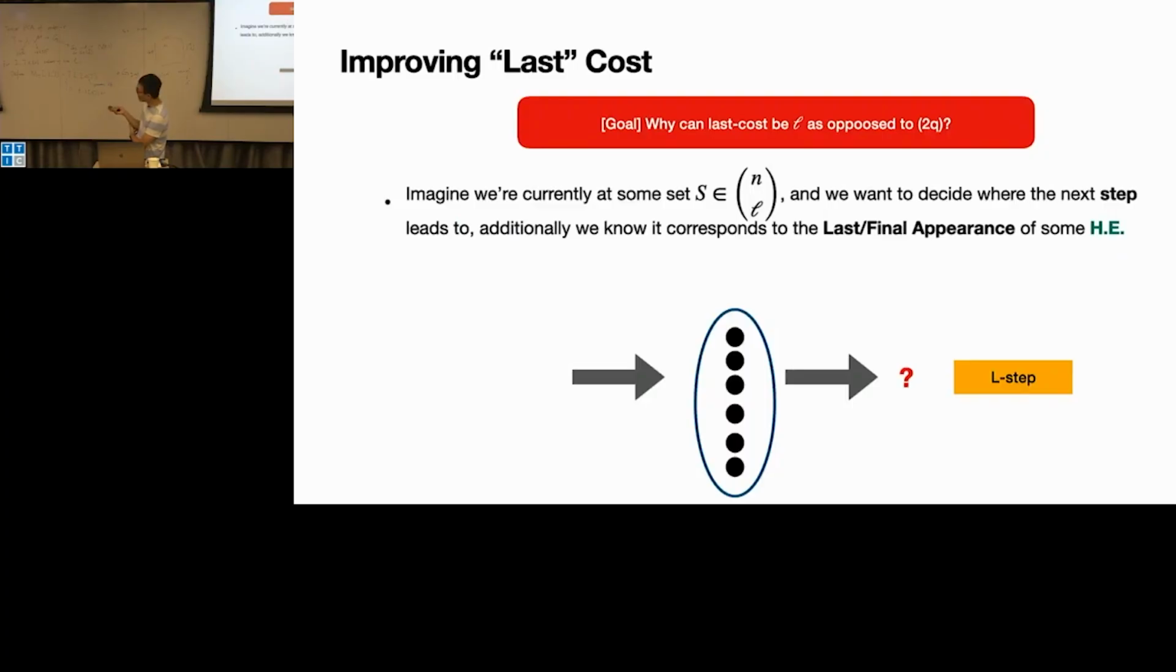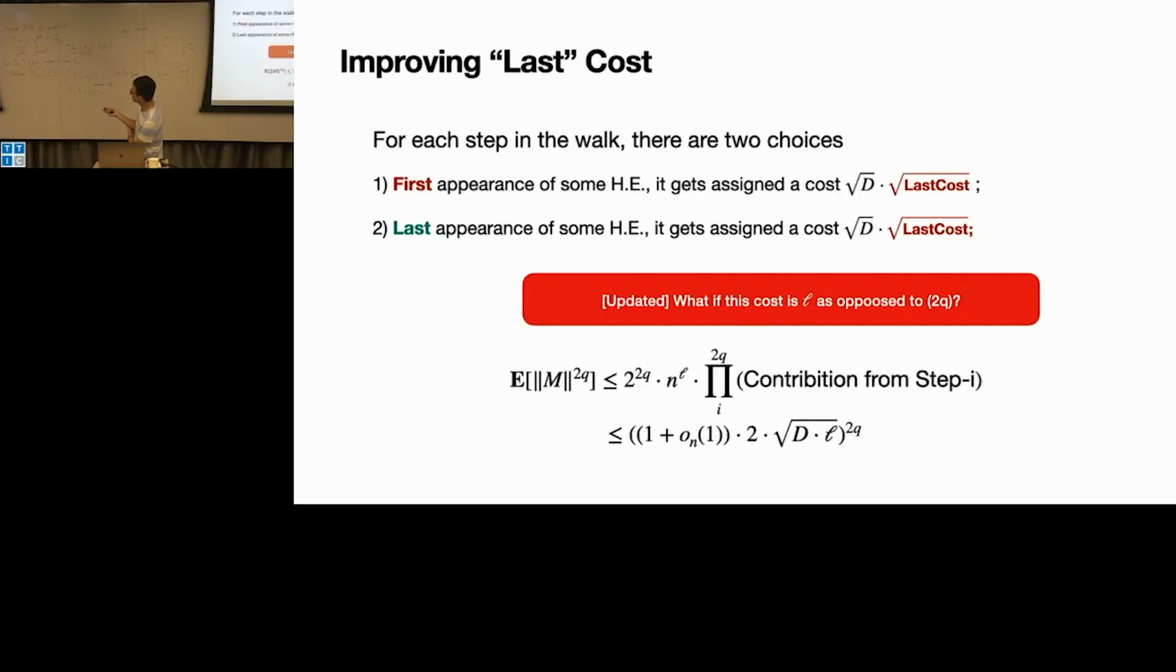So in our case, we can show that the loss can be improved from a factor of 2^Q, where Q is L log N, to just L. And this is enough for us to get a bound of square root of DL, which removes the root log N factor.